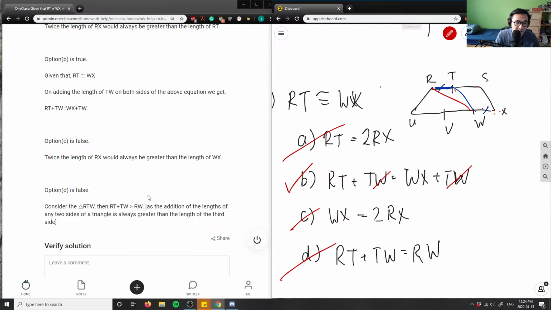D is also false. Consider the triangle RTW. RT plus TW is greater than RW, right? The sum of the lengths of any two sides is always greater than the length of the third side, right?